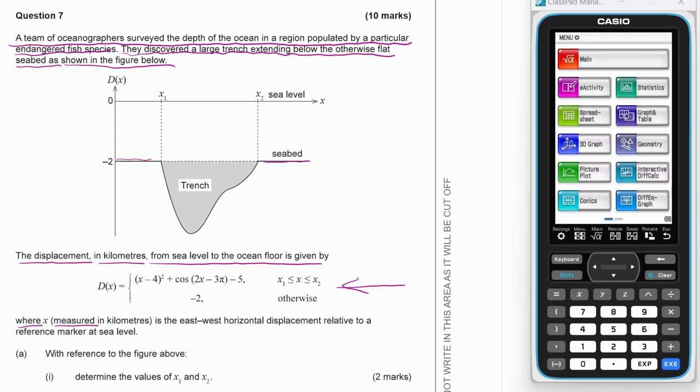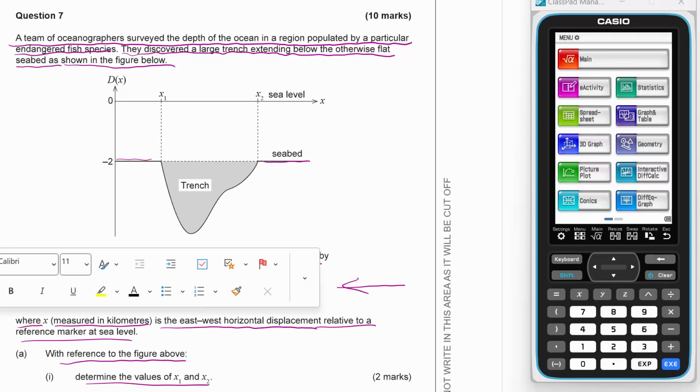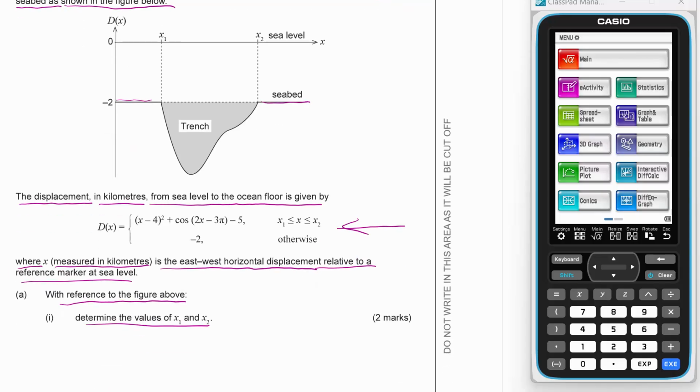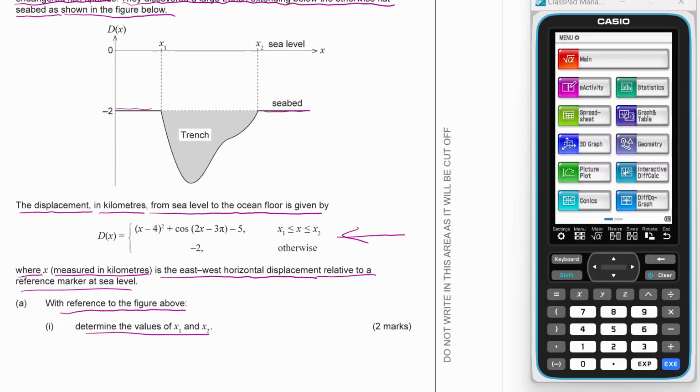X is measured in kilometres in the east-west horizontal displacement, relative to a reference marker at sea level. With reference to the figure above, determine the values of x1 and x2. So that seems to be where the function is equal to -2.